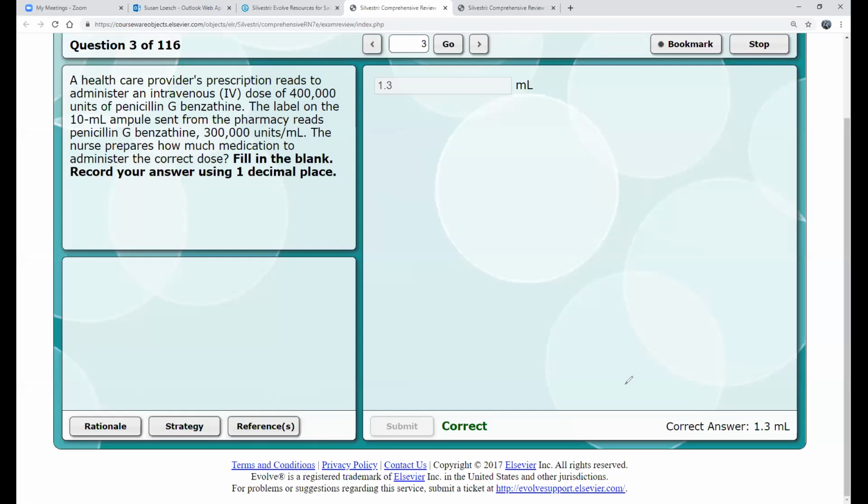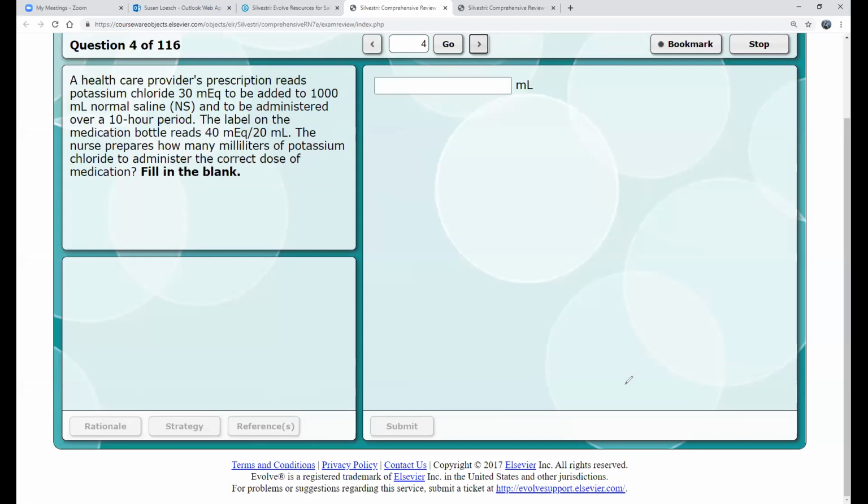Can you see the question now? Yes. No, we see the whiteboard. The whiteboard. How about now? Now we see the question. Okay.